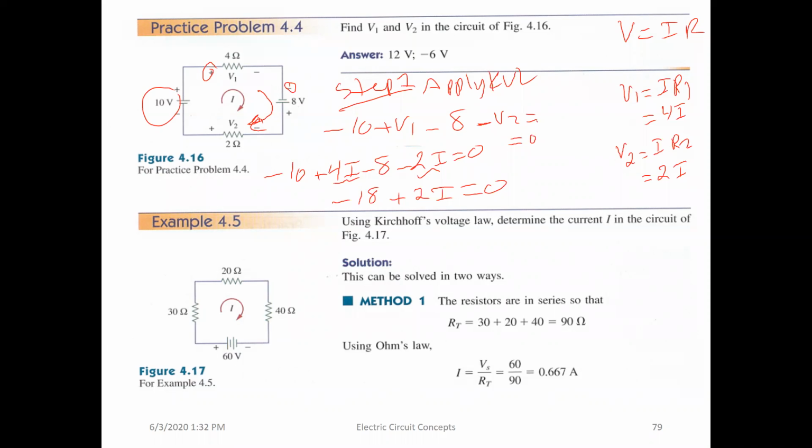Okay. So minus 18, so I will be 18 over 2. So I equals 18 over 2, which is 9 amps. So let me check again.